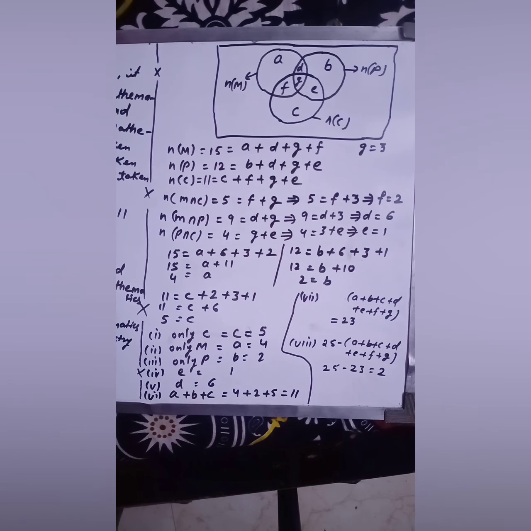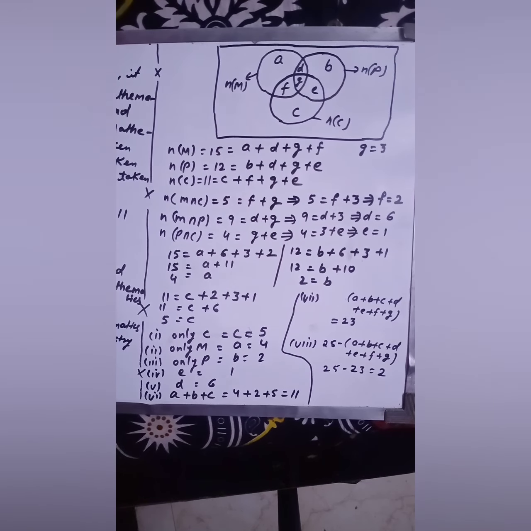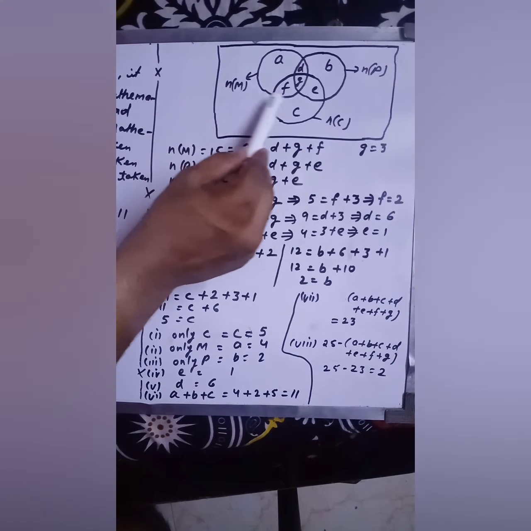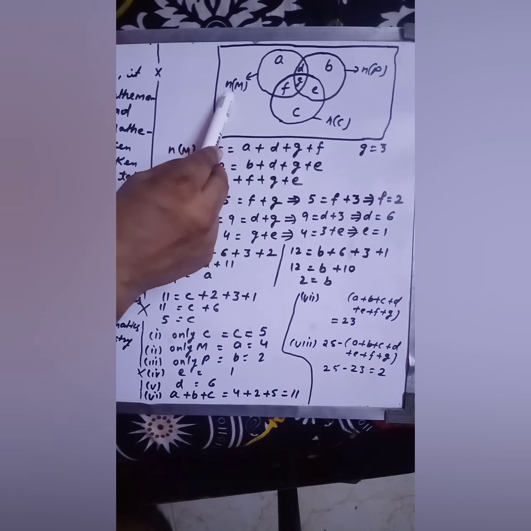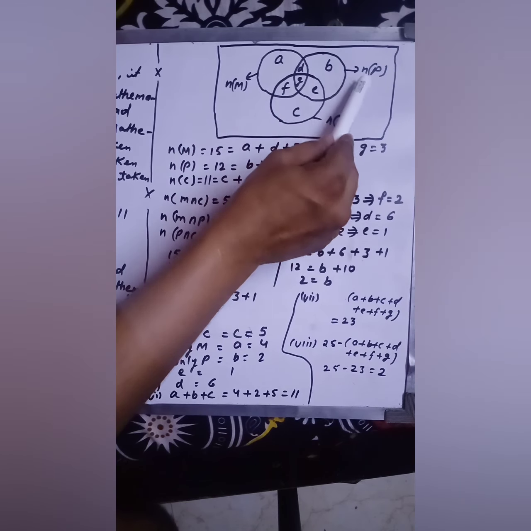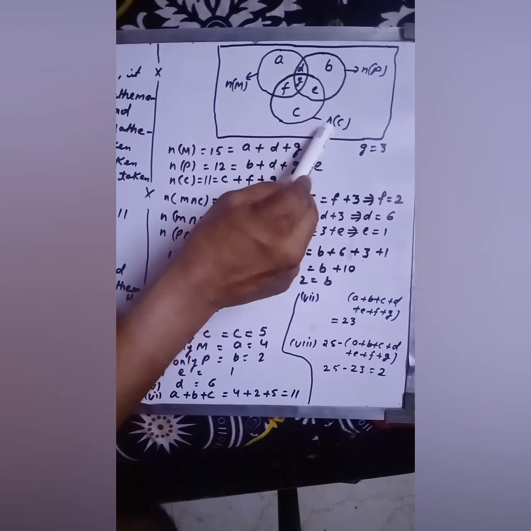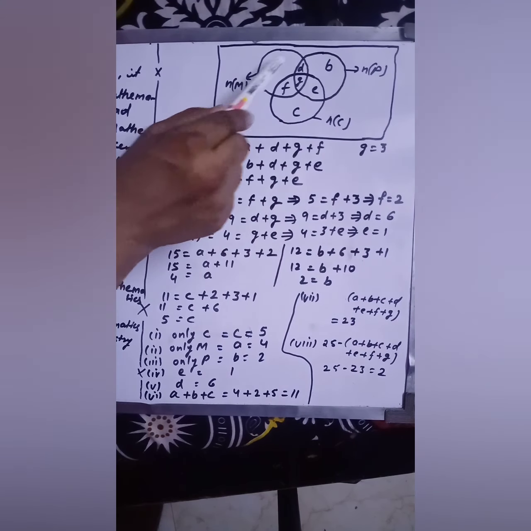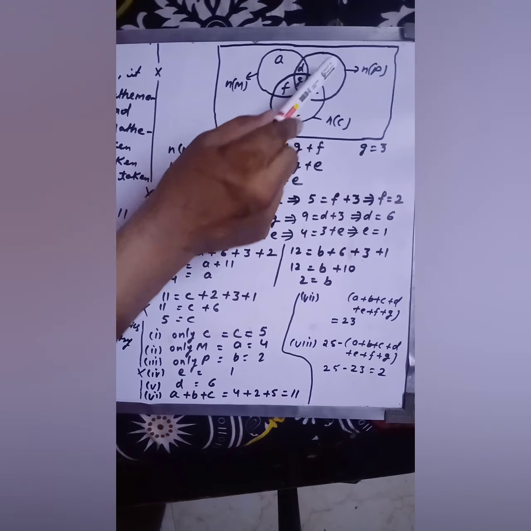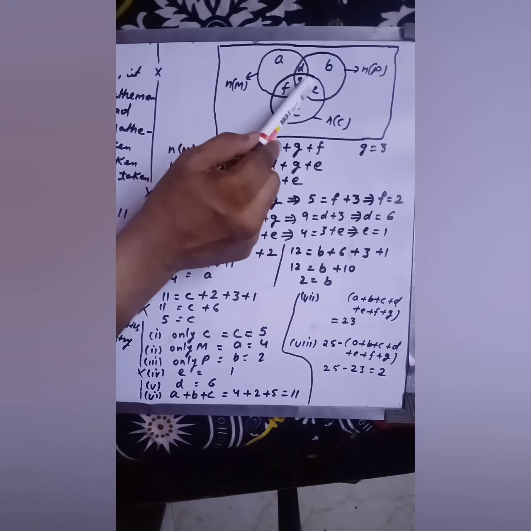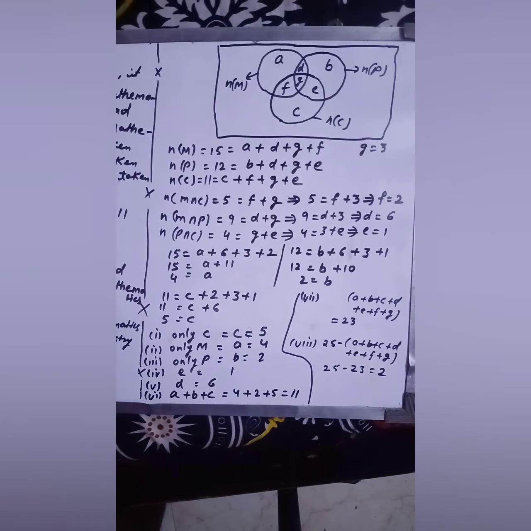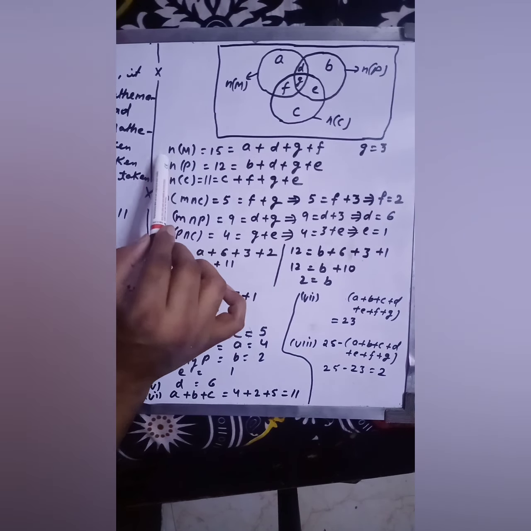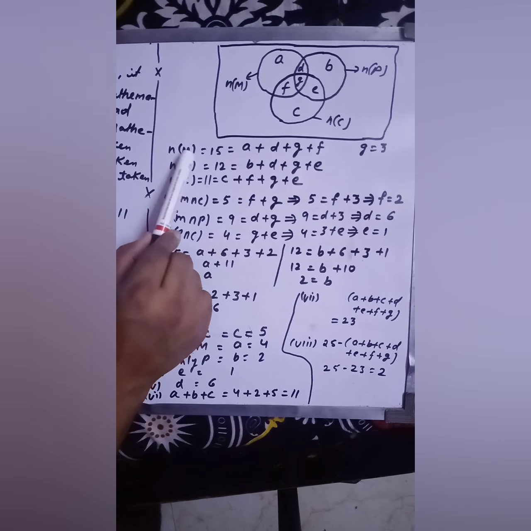Okay. Now, this is a Venn diagram. This first circle indicates mathematics. Second circle, this is for physics, and third circle, this is for chemistry. Okay. So this part A, B, C, I'm just giving the name A, B, C, this D, E, F, and G.